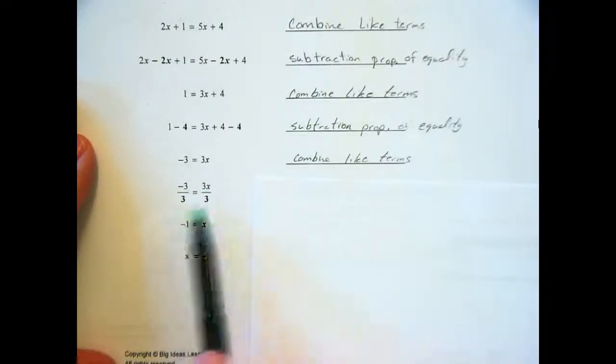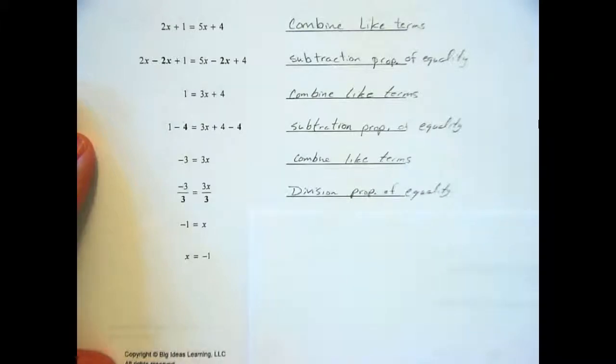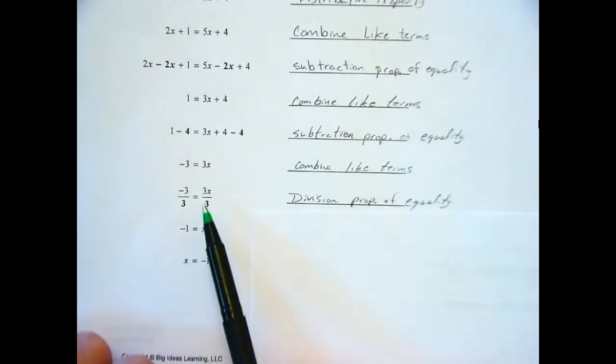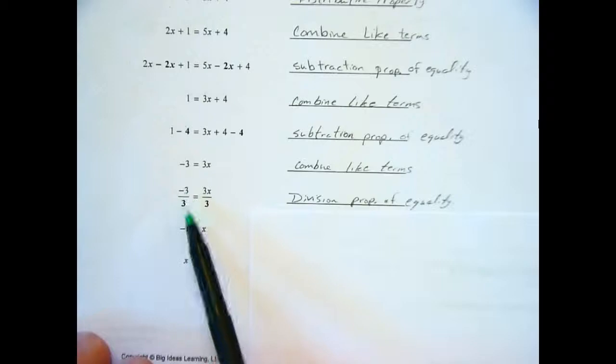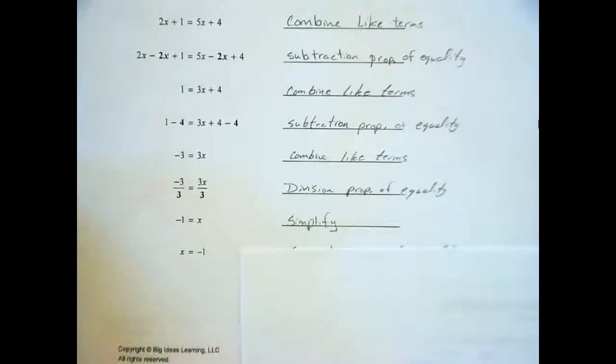Next one, division. We're dividing by the same amount, so that's a property of equality. What property of equality? Division property of equality. Now if we do that division property of equality, really all we're doing is simplifying here. We're not combining like terms, we're just simplifying. So when you're doing the math, you're just simplifying on that side.